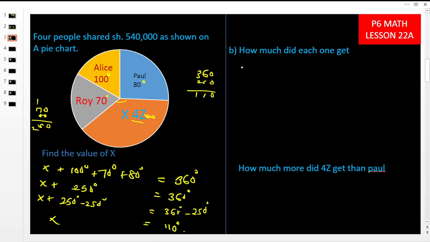How much did each get? To know how much each got, we are going to express their degrees in terms of fractions, then from fractions in terms of money, or we can do it at a go. Let us start with Alice. So Alice got 100 out of 360 times the total amount, because the amount is given, right? So the amount is 540,000.